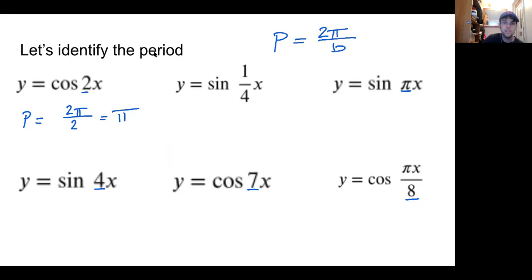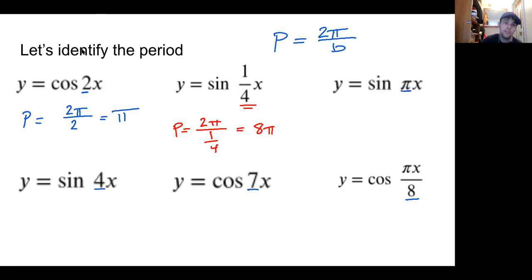Second one, we have sine of 1/4 x, so our b value here is 1/4. So quick calculation here, 2 pi divided by 1/4. That's really 2 pi times 4. So we actually get a period of 8 pi. So in this case, our period is much larger than normal, 4 times larger than normal.